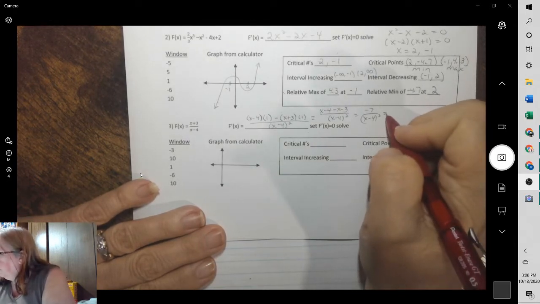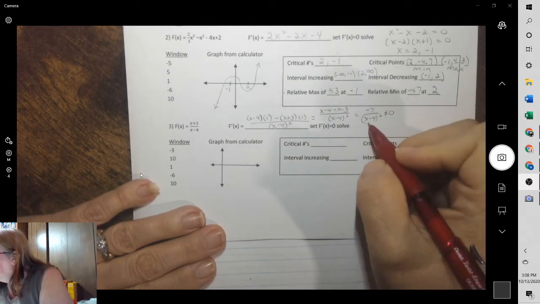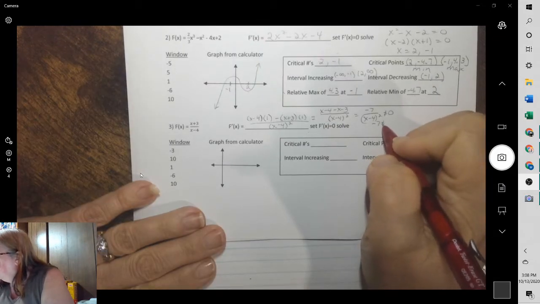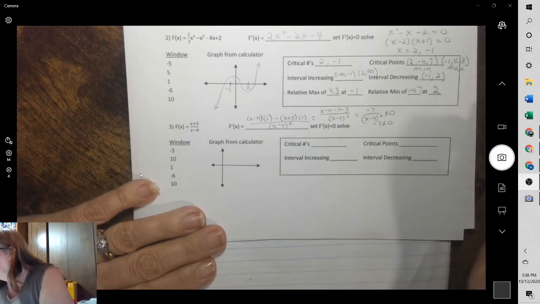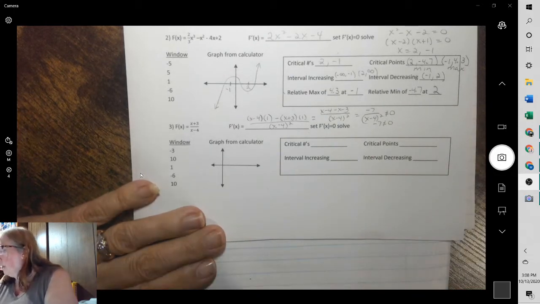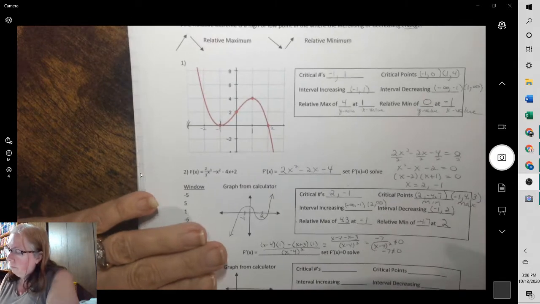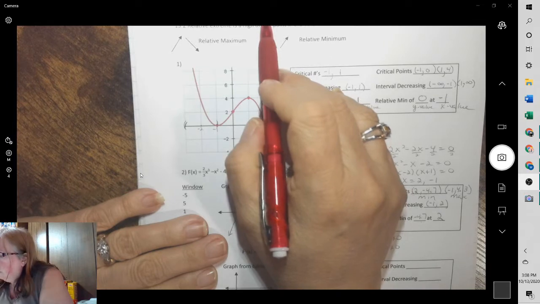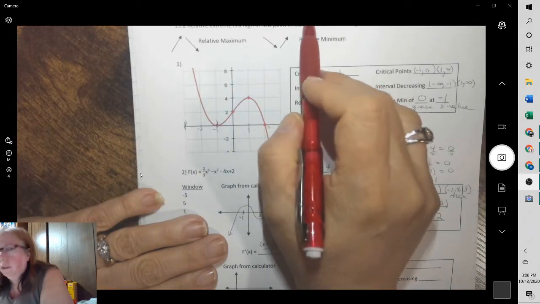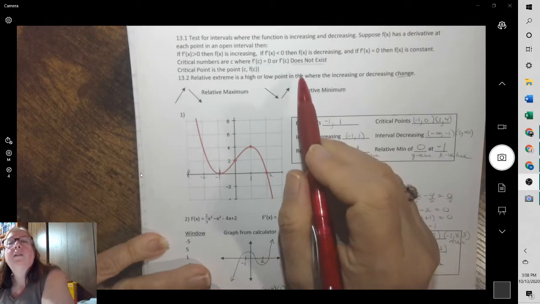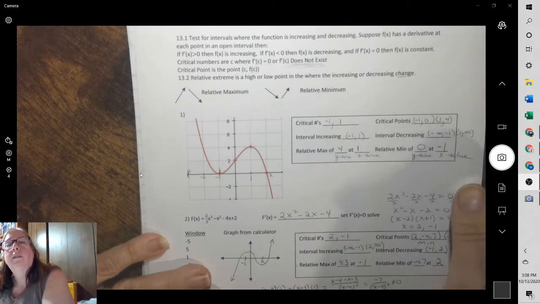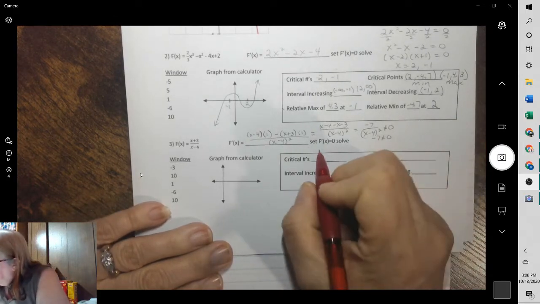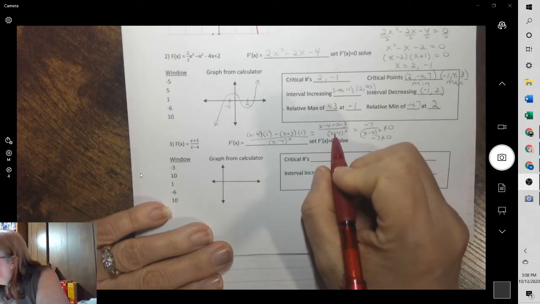Well, this will never equal 0 because if we set it equal to 0 and multiply this to the other side, we have -7 equal to 0. But your critical values are where it equals 0, but they are also where it does not exist. And this does not exist where we would have 0 in the denominator.